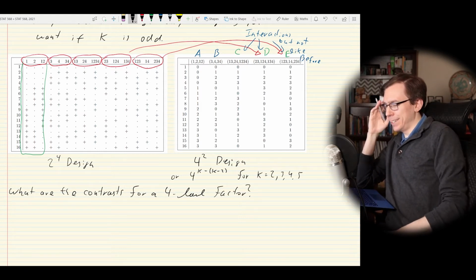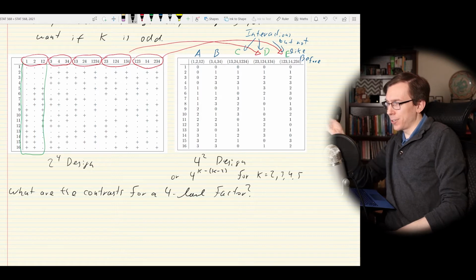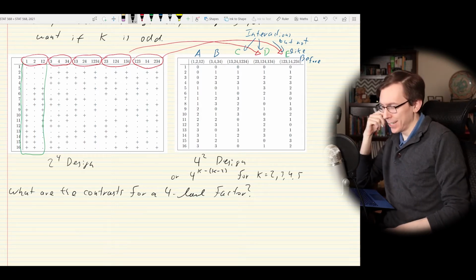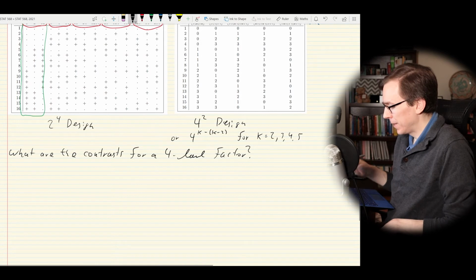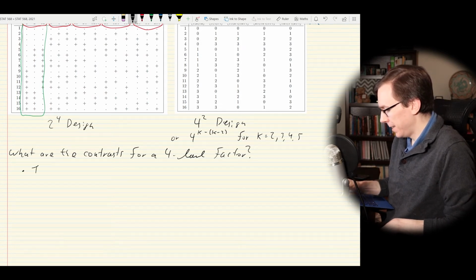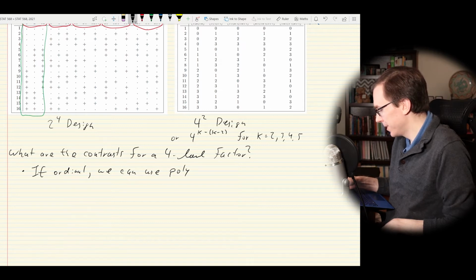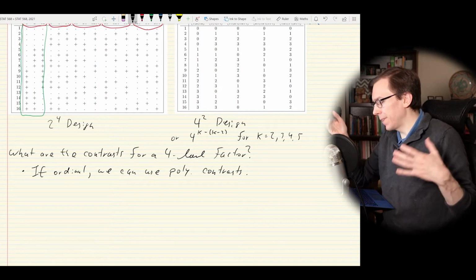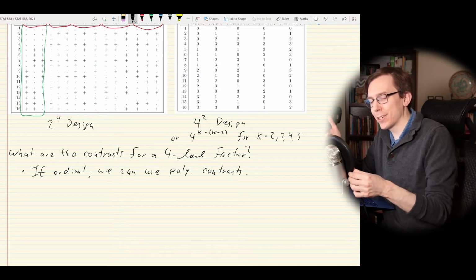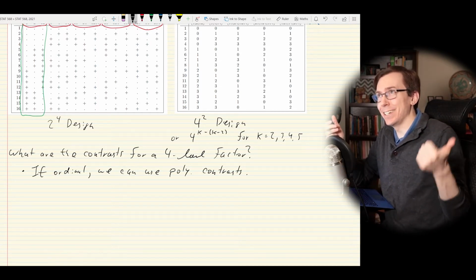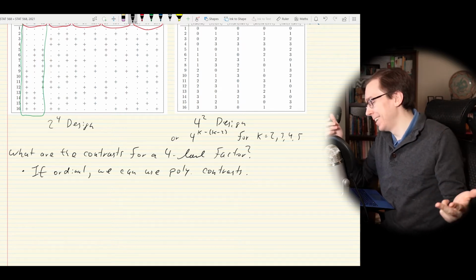Well, as I said, we can't just add these together to get an interaction, but we can do some other quirky things that are interesting. First of all, if the factor is ordinal, we can use polynomial contrasts as before. In this case, we would have 4 factor levels, which would give us a linear, a quadratic, and a cubic polynomial fit.